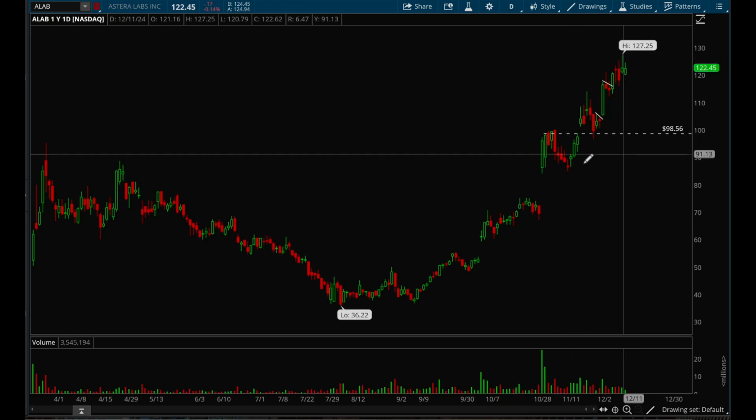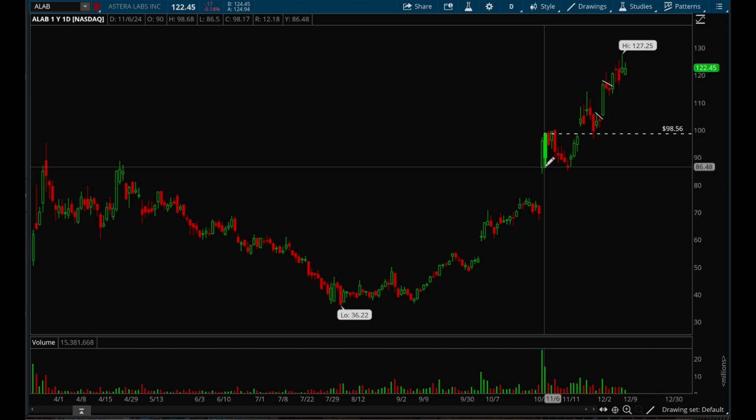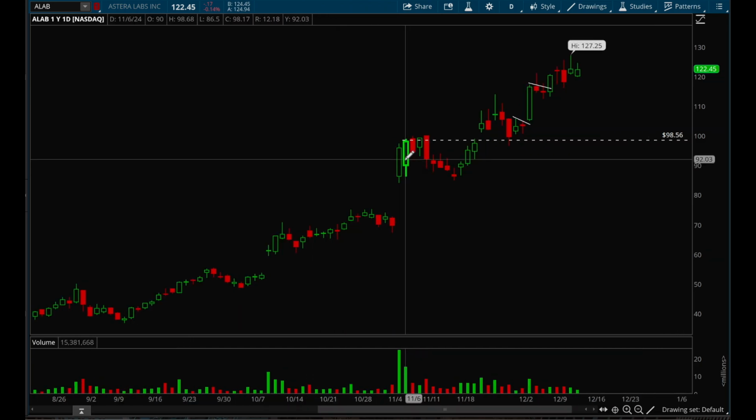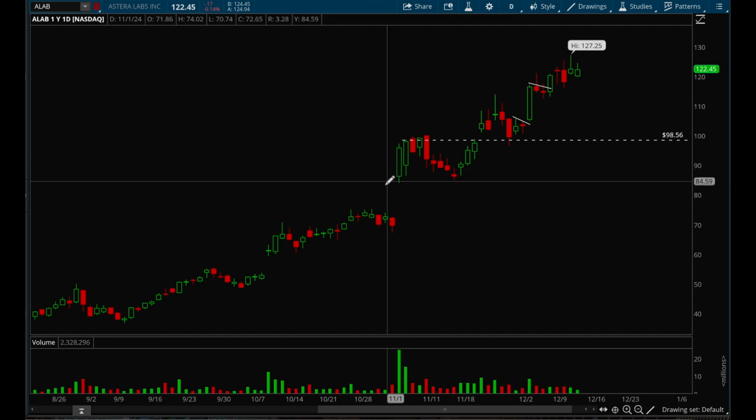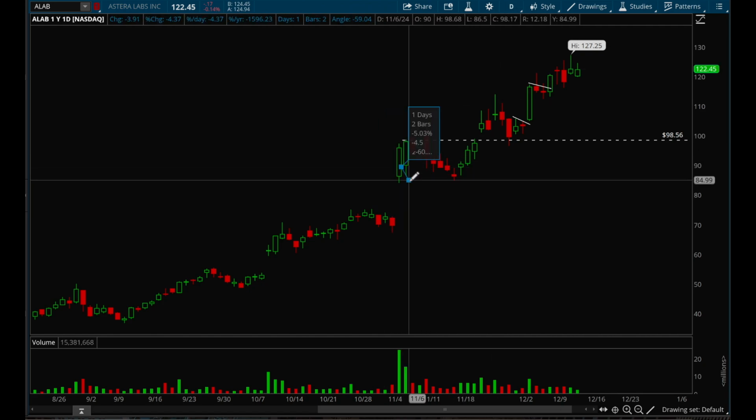Let's take a look at some more. A-Lab is another one. So this one had a big earnings gap up here. I think the entry was around $90. I don't remember for sure, but let's just estimate. Using the 5-minute opening range break, entry was around $90. Stop loss was around 6%, the low of the day.